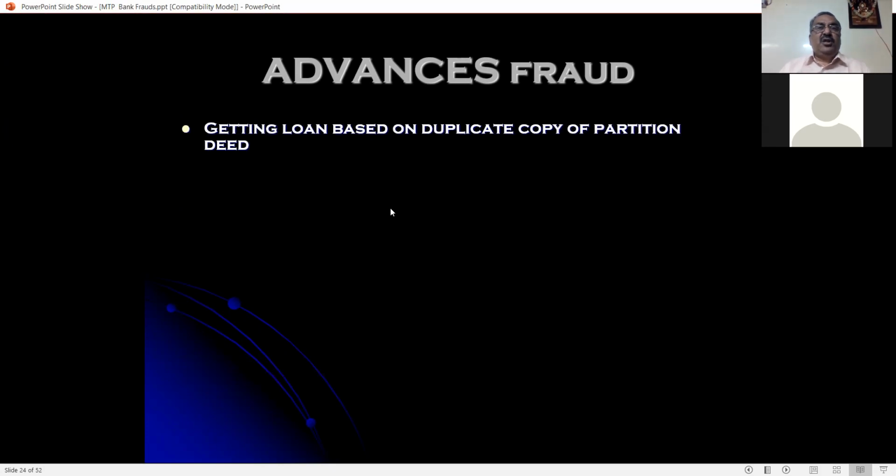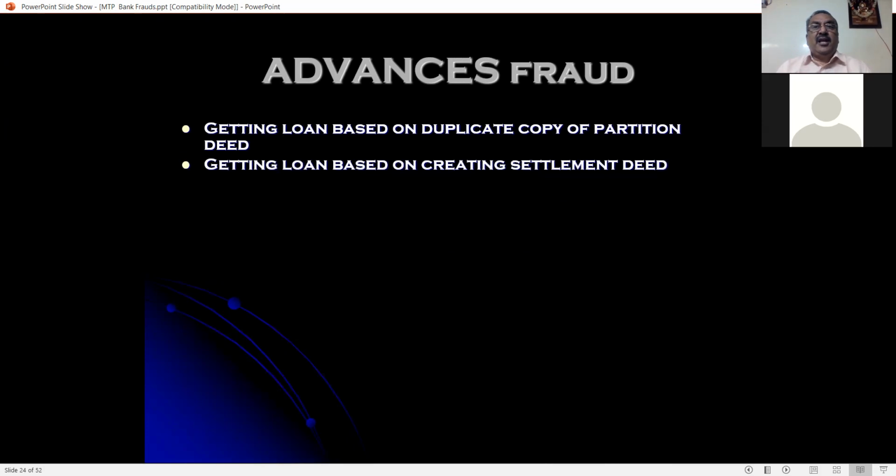Getting a loan based on the settlement deed is also another type of fraud, and what I discuss is getting a loan based on creating the settlement deed. You can commit the fraud because you are not a master in reading the document. But I advise that you should gain experience in reading documents.